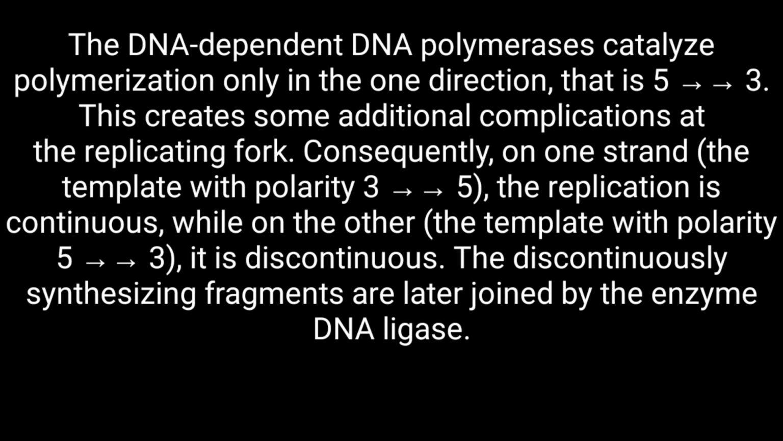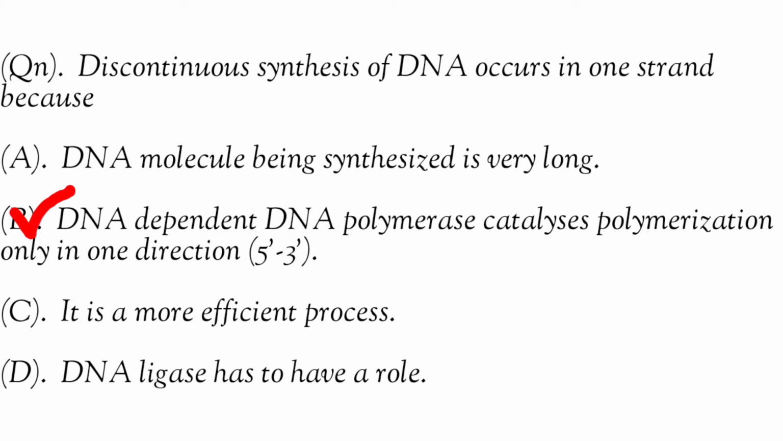The DNA dependent DNA polymerase catalyzes polymerization in one direction, that is 5' to 3' direction. This creates some additional complications at the replication fork. Consequently, on one strand, the template with polarity 3' to 5', the replication is continuous, while on the other, the template with polarity 5' to 3', it is discontinuous. The discontinuously synthesized fragments are later joined by the enzyme DNA ligase. Thus, option B is the right answer for this question.